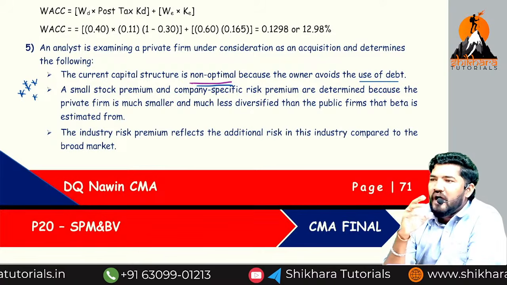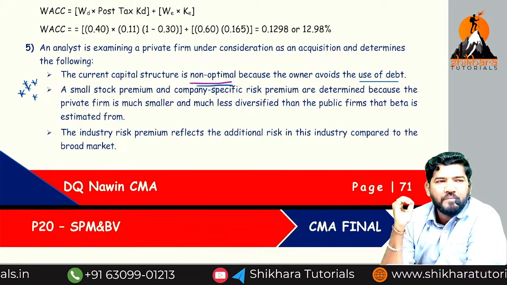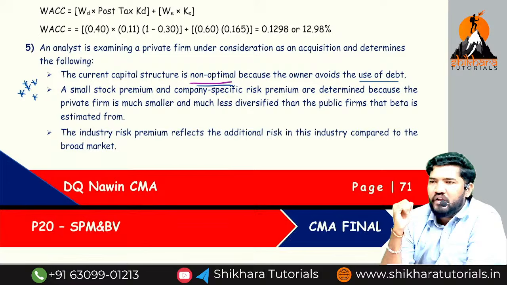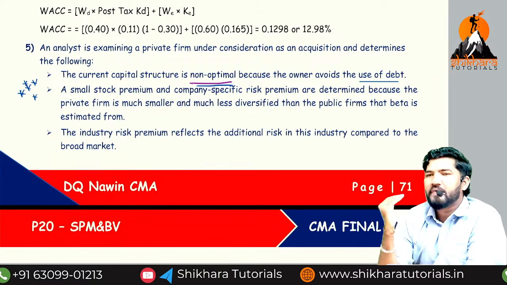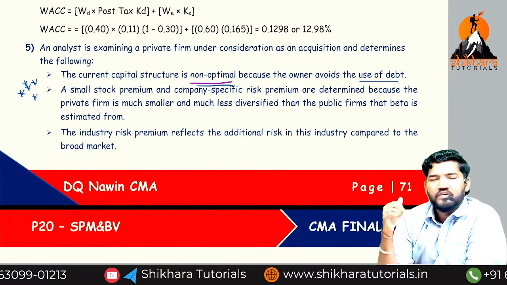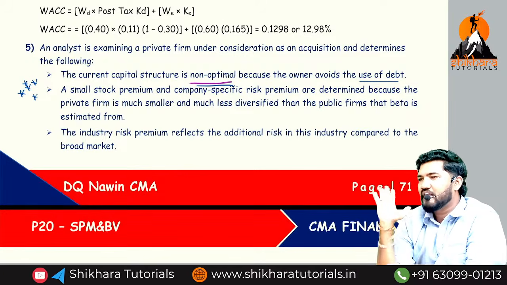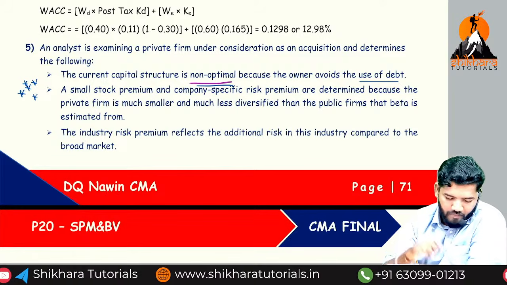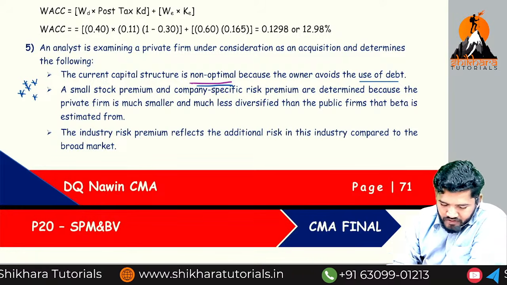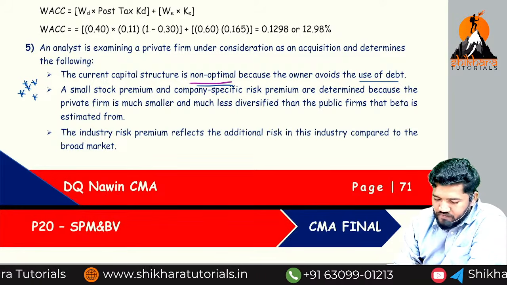Do you want maximum MPS or minimum MPS? As your company, do you want the highest market price or the lowest market price? At that time, optimal represents where I get the highest market price. Clear? That is the point. The current capital structure is non-optimal because the owner avoids what? Debt.